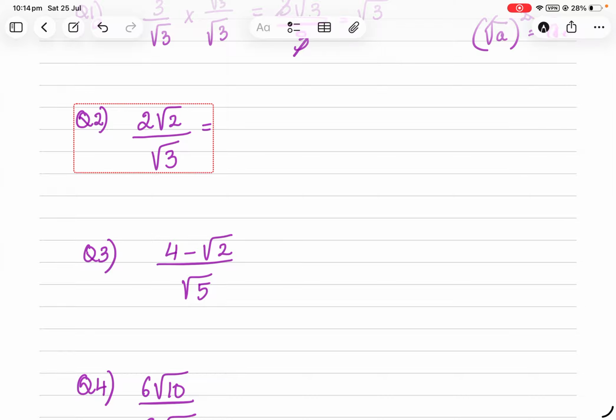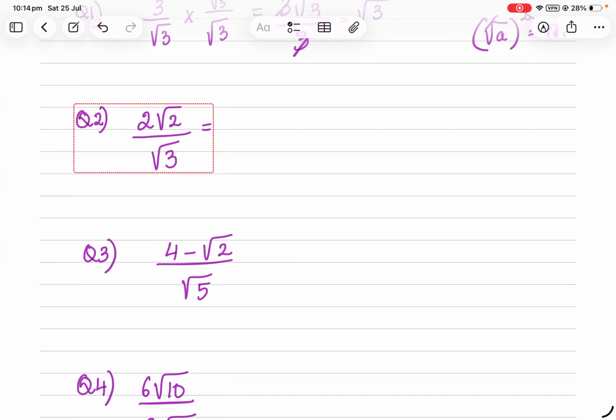Where are the applications? There are many applications in engineering, but this is like the building block to get to complex numbers. So if you're ever wondering, Miss, where am I ever going to use this? Just learn the skill. That's all I would say.